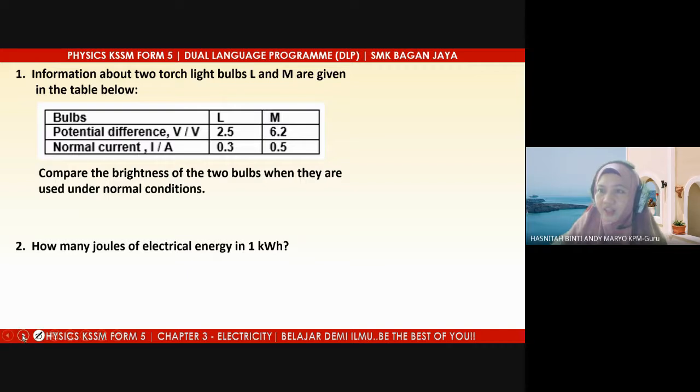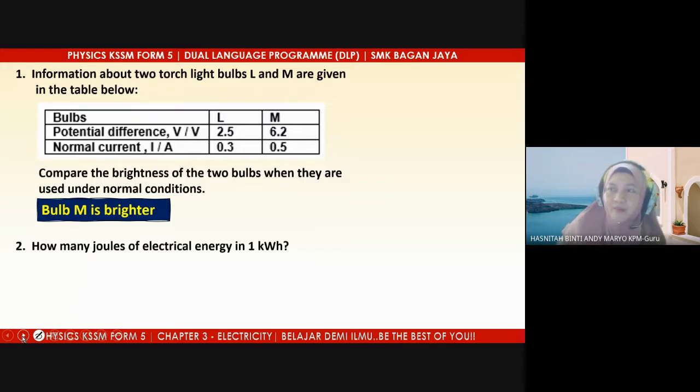Okay, so let us check. How to find this? Yes, bulb M is brighter. Why? Why bulb M is brighter, student? If you look there, Junwei measured the resistance. So R equal to V over I.